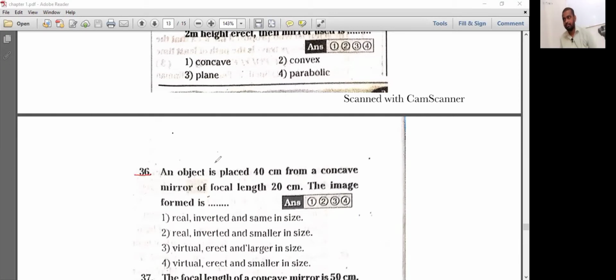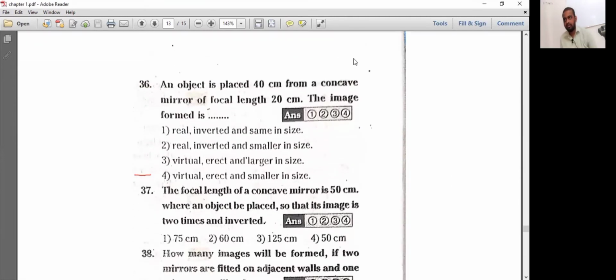Question number 36. An object is placed 40 centimeters from a concave mirror of focal length 20 centimeters. The image formed is? The focal length mentioned is 20 centimeters, so the center of curvature will be 40 centimeters. The object is also placed at a distance of 40 centimeters, so the image will be formed on C. It will be real and inverted, the same size image. Option 1 is the correct option for question number 36.